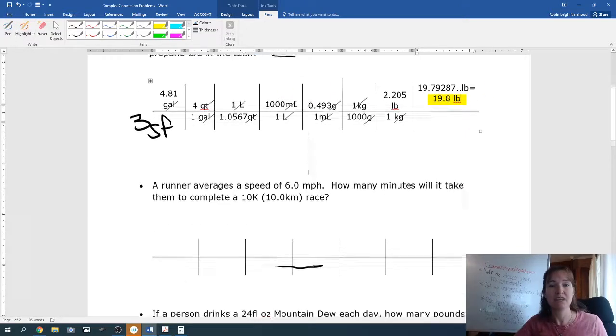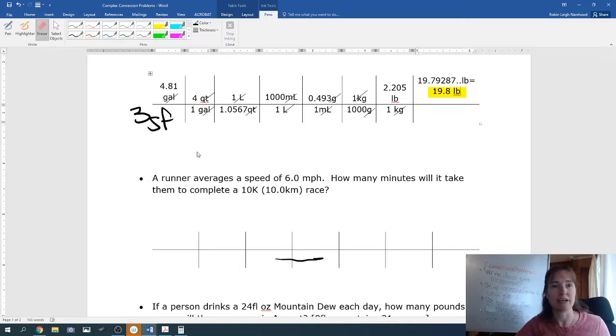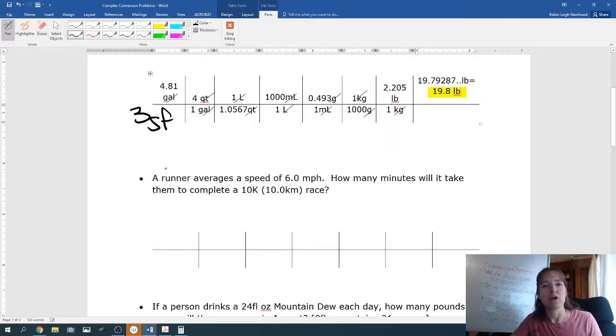Okay, the next problem that we're going to look at is about running a 10K. So it's often called a 10K, but that means it's a 10 kilometer. And so I just put that it was 10.0 kilometers. It may have even more significant digits than that because they try to be as precise as possible with these races. And so if you look through this, a runner averages a speed of 6.0 mph. How many minutes will it take them to complete a 10K, or just 10.0 kilometers?